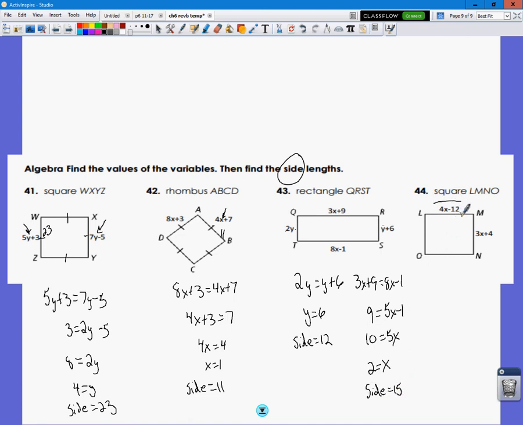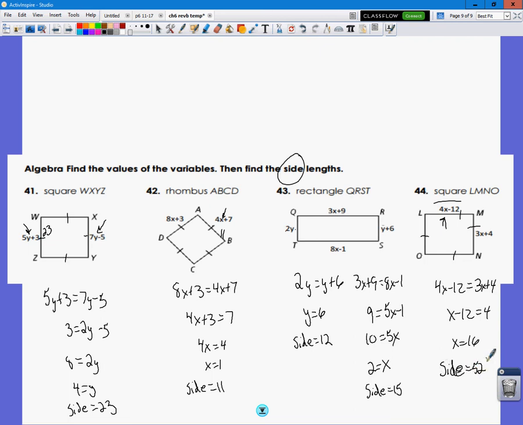Because this is a square, all the sides will be equal to each other. So 4x minus 12 would be equal to 3x plus 4. Subtracting 3x, x minus 12 is equal to 4. Adding 12, x is equal to 16. Plugging 16 back in, 4 times 16 is 64, minus 12 is 52, so the side is equal to 52.